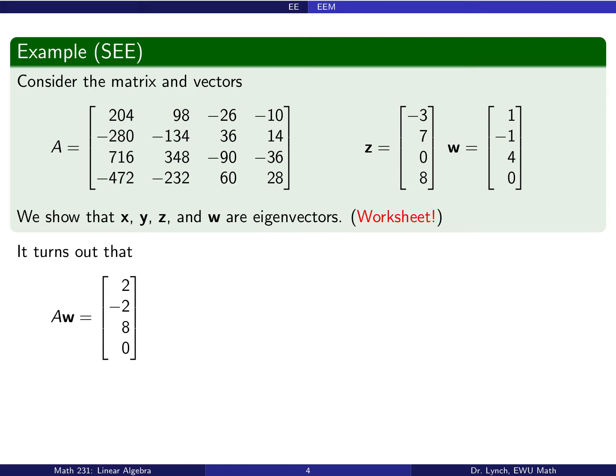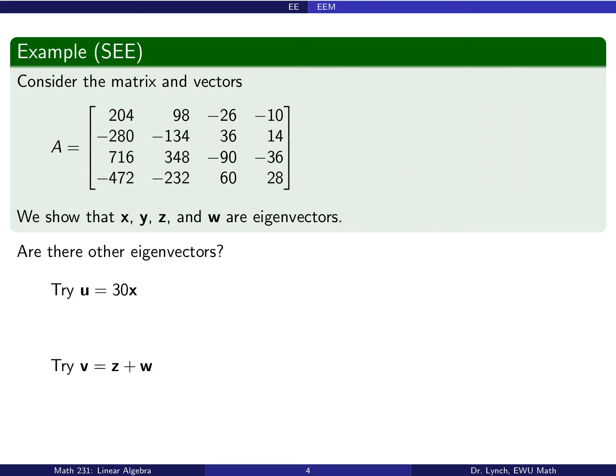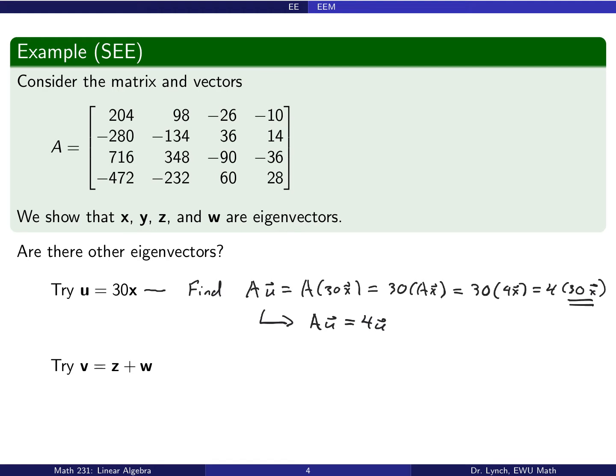Okay, you might be asking whether A has other eigenvectors, and it turns out it does. For instance, you could try the vector u equals 30 times x. If we try u equals 30x, you should find that A times u is A times 30x, which is 30 times Ax. Of course, we know that Ax equals 4x. That's the eigenvalue-eigenvector relationship for x and 4. Now, of course, we can reassociate that scalar multiplication to see that Au is equal to 4u.